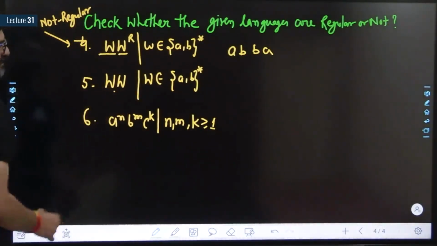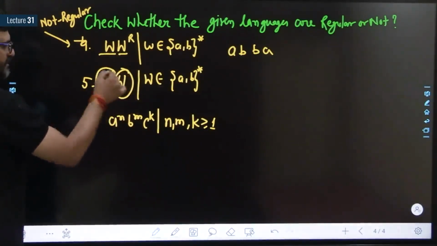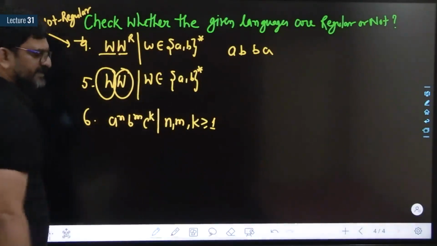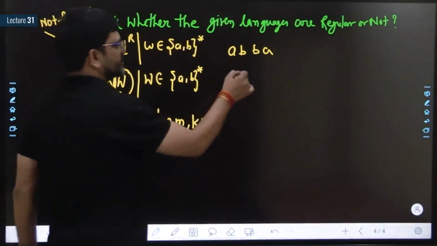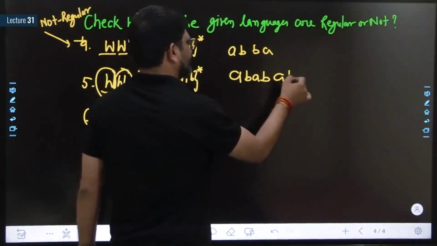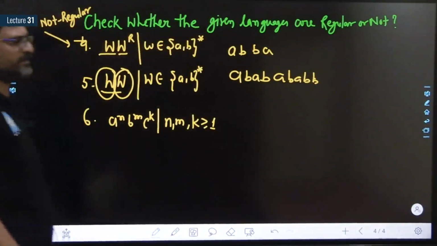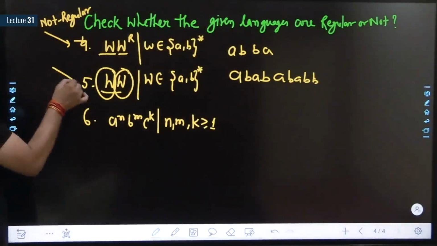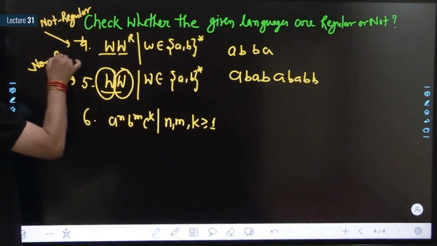Same here. When W is finished, again W is started, and it is an infinite language. Suppose the string is ABABA, then again start ABABAB. So this is also non-regular.